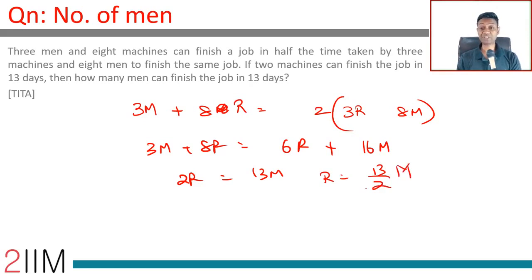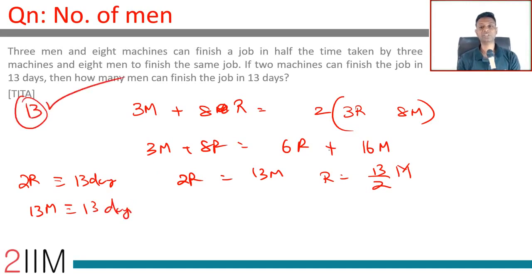If 2 robos can finish a job in 13 days, 2 robos is the same as 13 men that we have seen. So 2 robos can finish in 13 days, 13 men can finish it in 13 days. How many men can finish the job in 13 days? 13. Done.